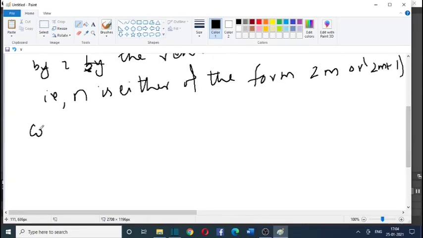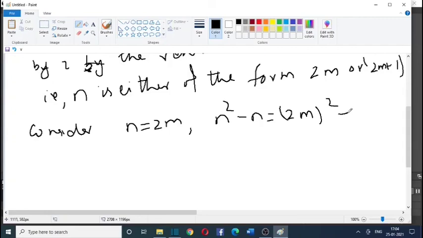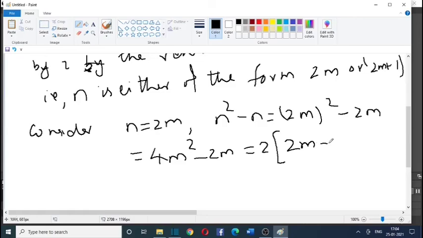So consider n is equal to 2m. So n square minus n is equal to (2m) square minus 2m, which is equal to 4m square minus 2m, which we can take the 2 outside, which is 2 into (2m square minus m), which is an even number.